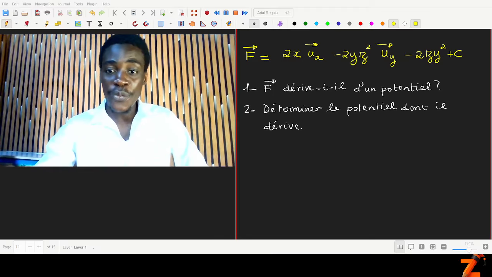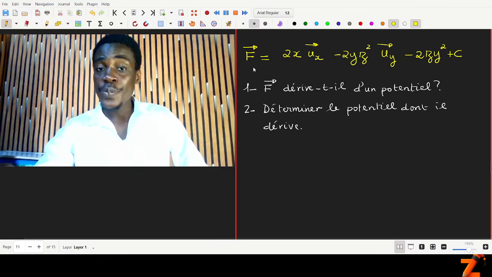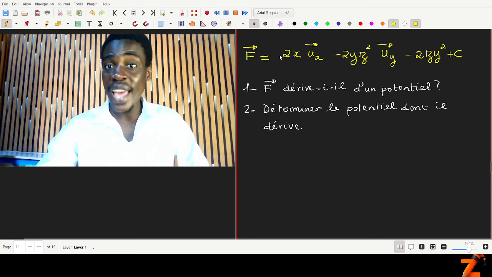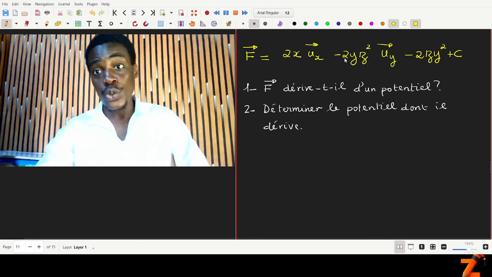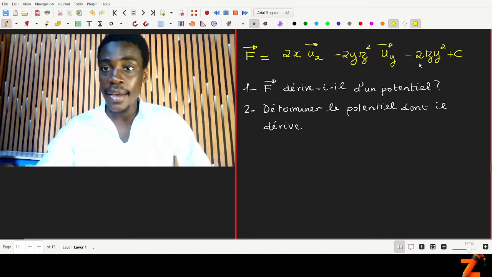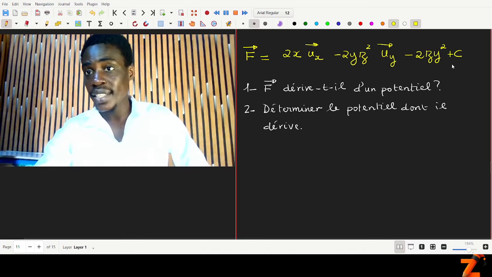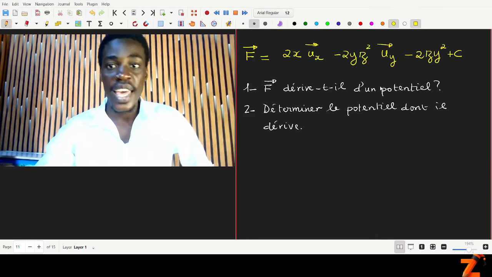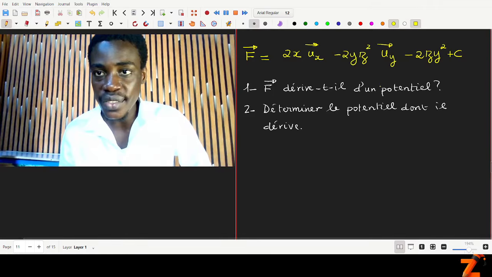So, without further ado, the exercise is what? I give you a vector field, okay, defined by f equal to x ux minus 2y z squared uy minus 2z y squared uz plus a constant c. The first question is: does f derive from a potential? Est-ce que f dérive-t-il d'un potentiel?